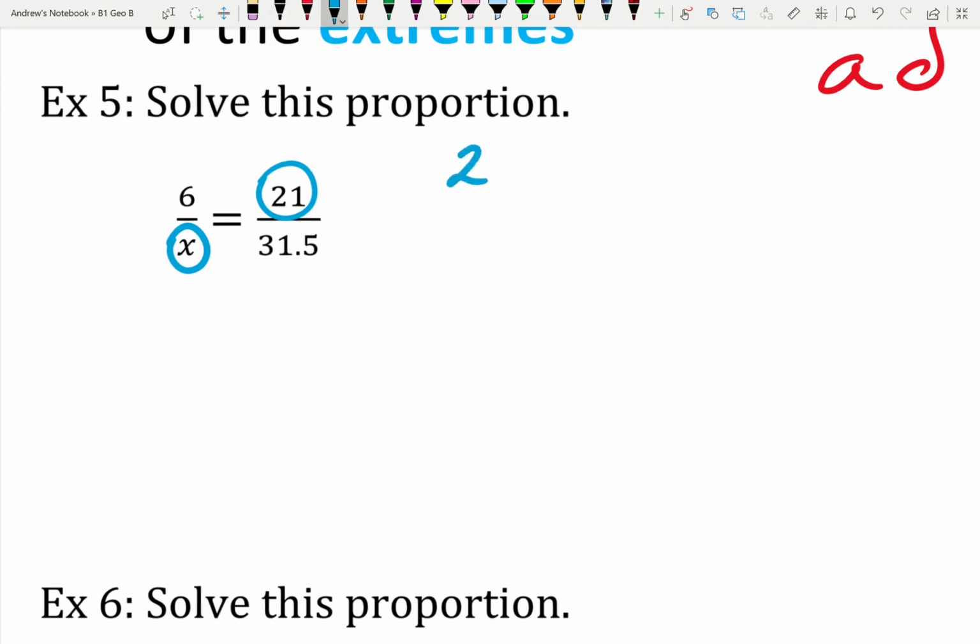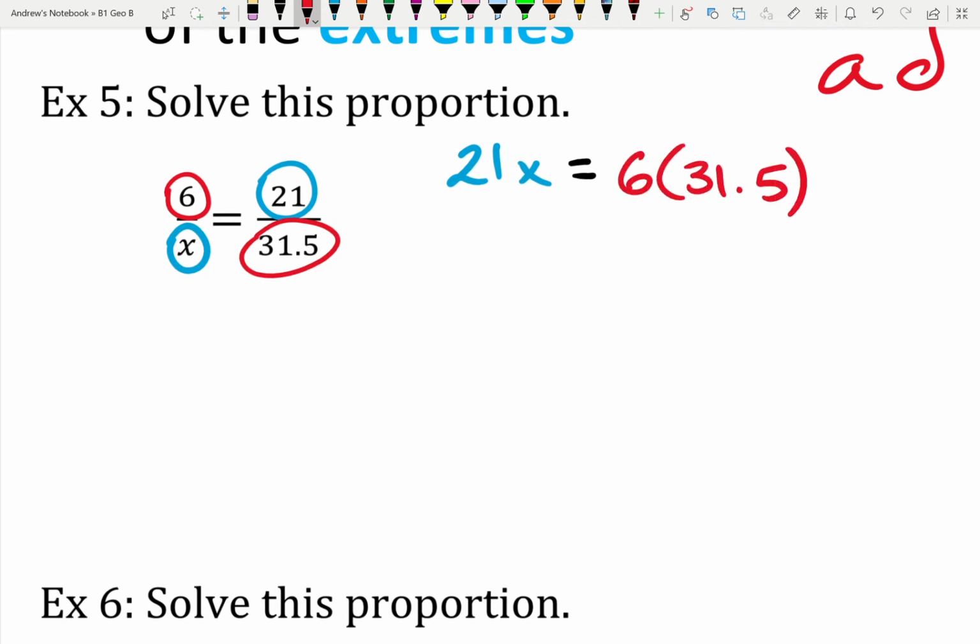So 21x is something that we're going to be able to set equal to the other cross product, which is 6 times 31.5. So this is like the hard part, right? After we get this set up, it's just a regular algebra problem. So I'm going to work my way through this.